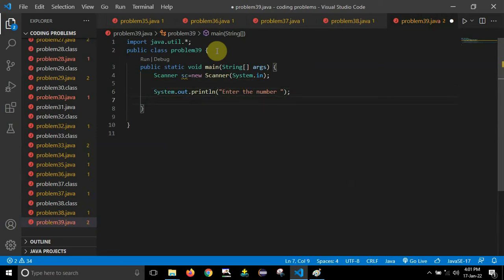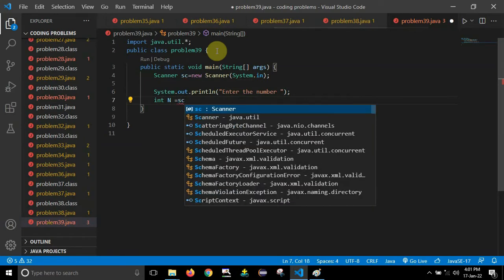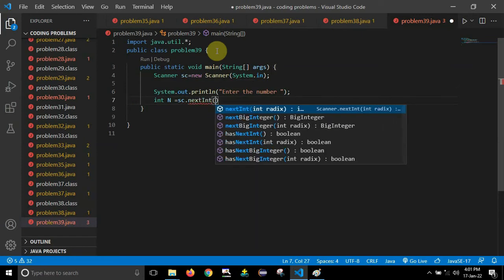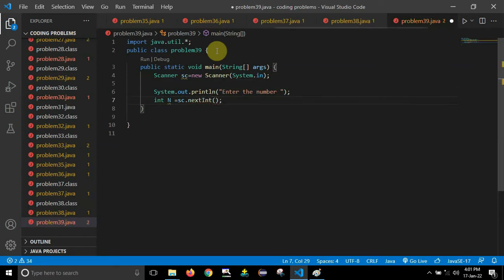So after that I will take one integer, let us say capital int n equal to sc.nextInt(); and here I will write a semicolon. So it will take the integer from the user. Now I have to write one loop here.